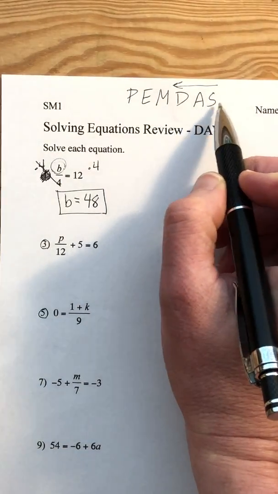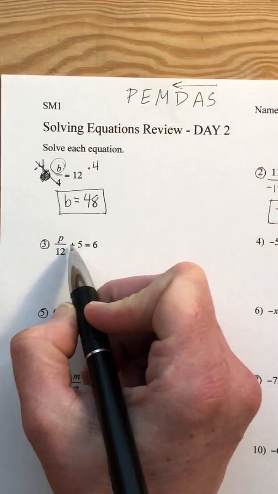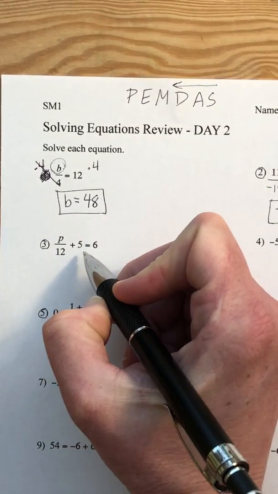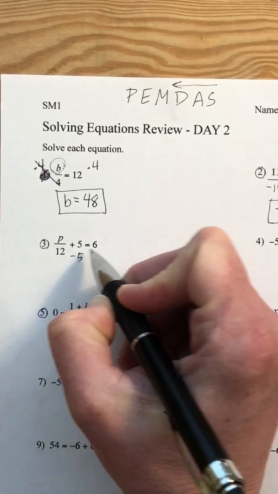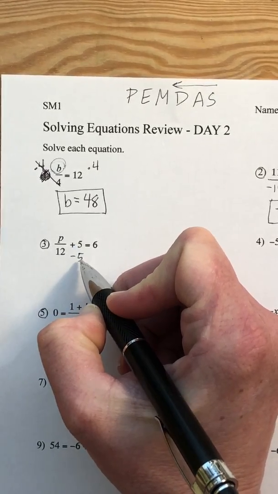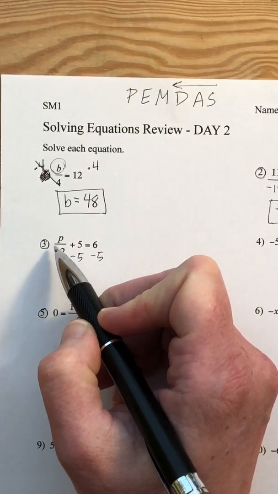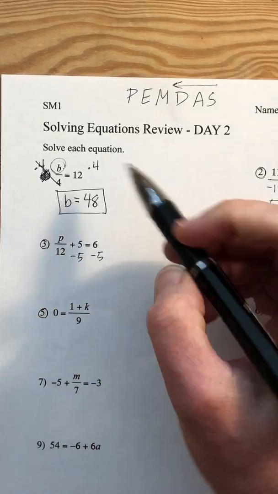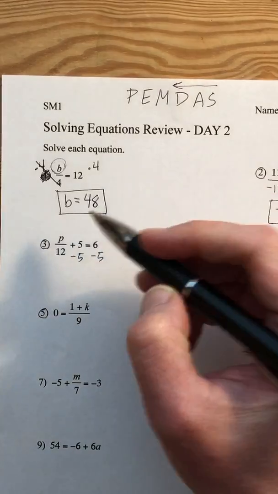So is there any addition and subtraction to get rid of first? Well, yes, there is. It looks like we're adding 5 here. So let's get rid of that first. Opposite of adding 5 is going to be to subtract 5. So what you do to one side, you do to the other side. Now, do I need to subtract 5 over here also? Nope, we just need to do it once from each side of the equal sign. Here we have the left side of the equal sign, here's the right side of the equal sign.